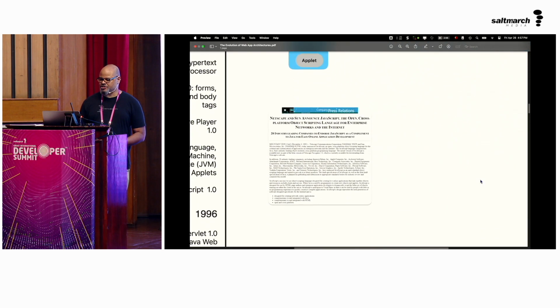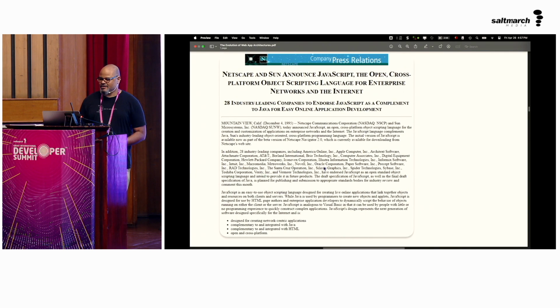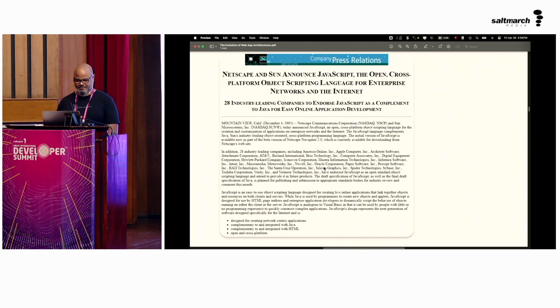I did also want to show you guys this, if anybody is interested. So this was interesting. This is the original announcement about JavaScript. You can see Netscape and 28 industry-leading companies endorse JavaScript as a complement to Java for easy online application development. So that was an interesting find there.